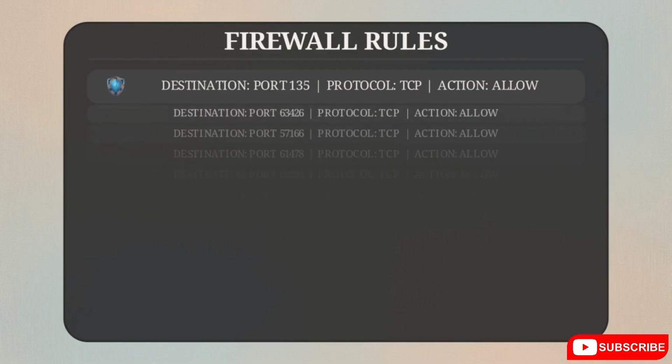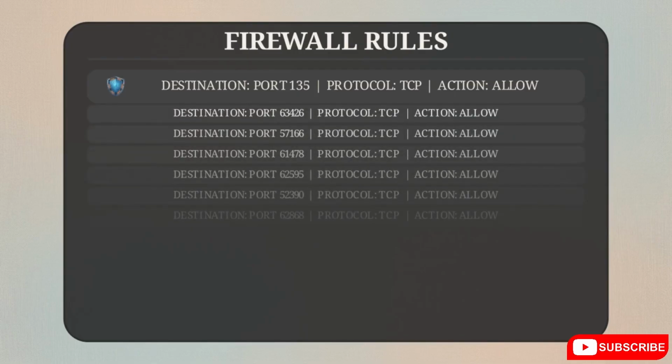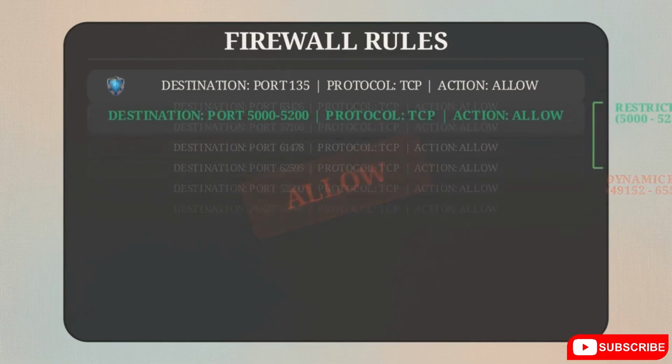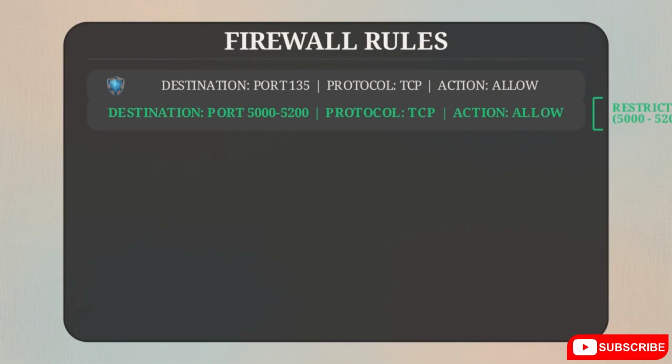But allowing port 135 is only half the battle. Because the secondary connection could land anywhere in the ephemeral range, administrators historically had to write a firewall rule leaving ports 49,152 through 65,535 completely open. This creates a massive attack surface.